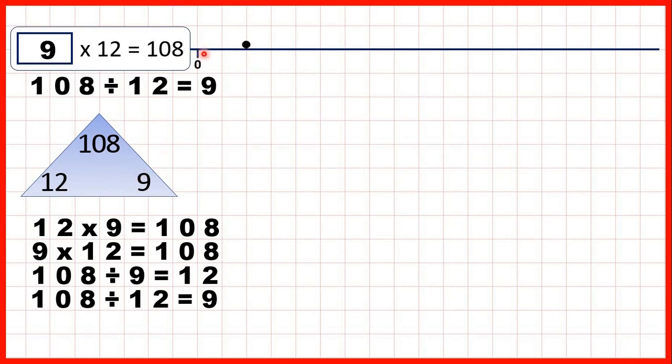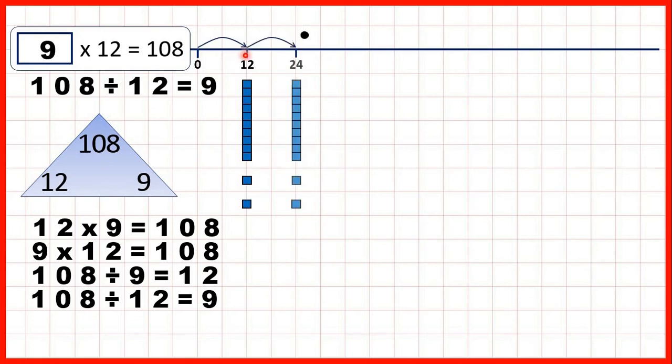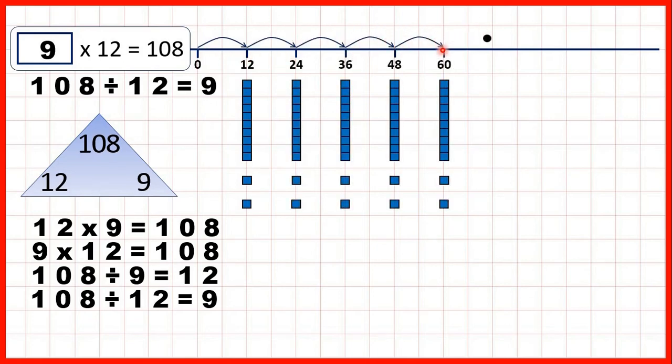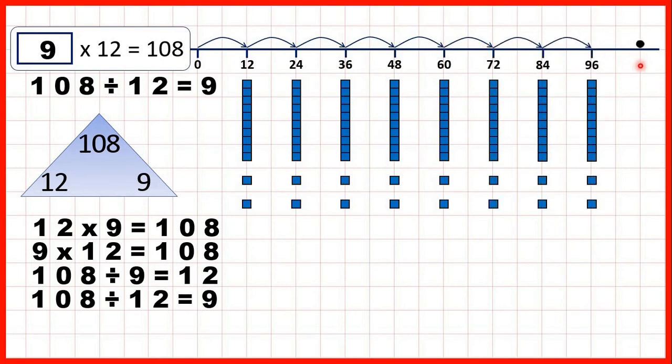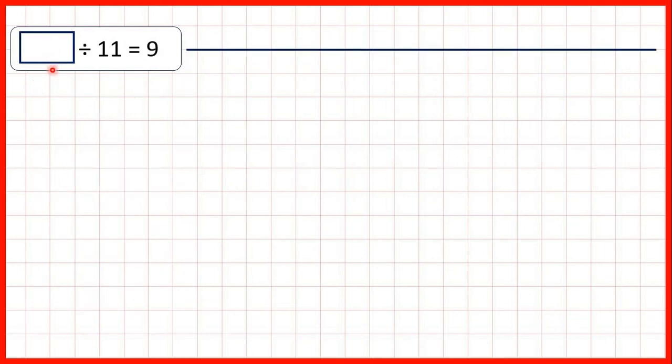Now we could show this on a number line by counting in jumps of 12. So if we keep on jumping in 12s, the 9th jump will take us to 108. So 9 is our missing number.